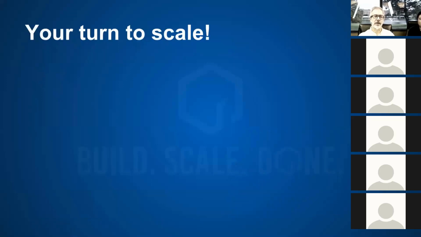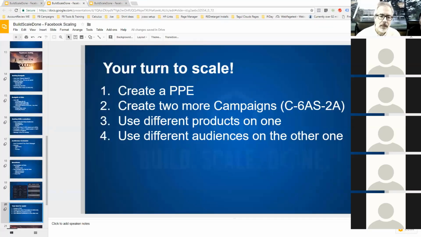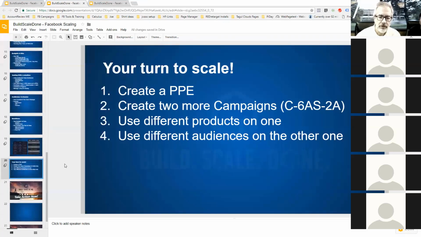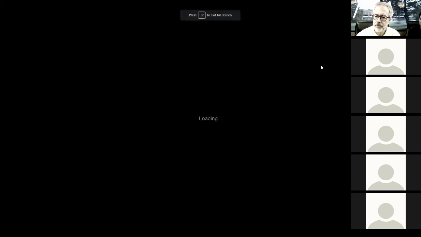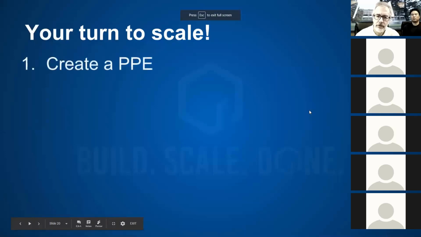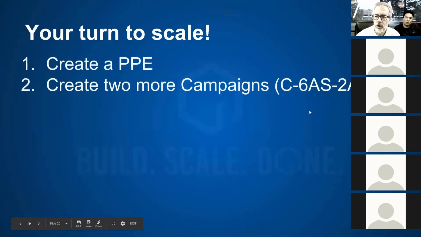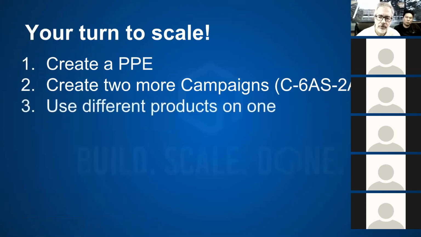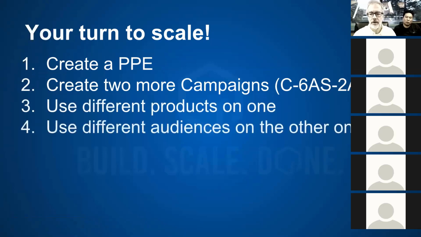So it's your turn to scale now. Again, this is the second half of this webinar. Let me see. Yeah, so this is good, it's the right slide here. Create a PPE, create 2 more campaigns of the CASA 6.2 method. Use a different product on one of them, use 2 different products on one of them, and use different audiences on the other one. Okay, that's your assignment for the next break.